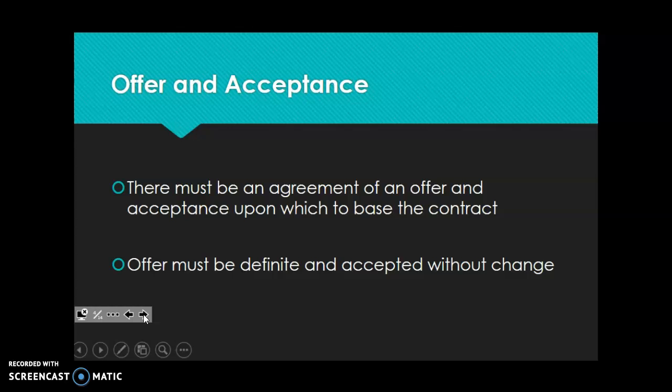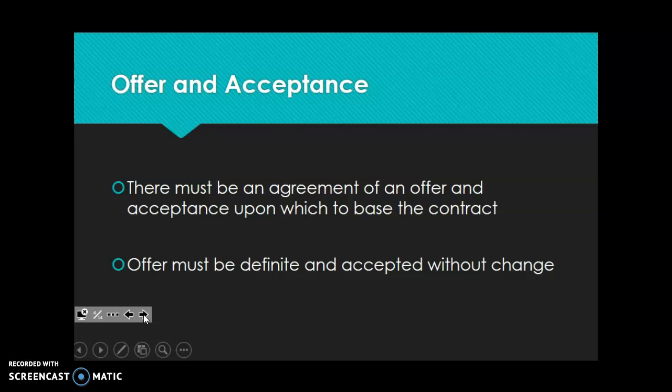Offer and acceptance. There must be an agreement of an offer and acceptance upon which to base the contract. The offer must be definite and accepted without changing it. For example, if I had a car to sell and I offered you the car and I said, I'll sell you my car for $400. And you said, okay, I'll buy your car for $400.